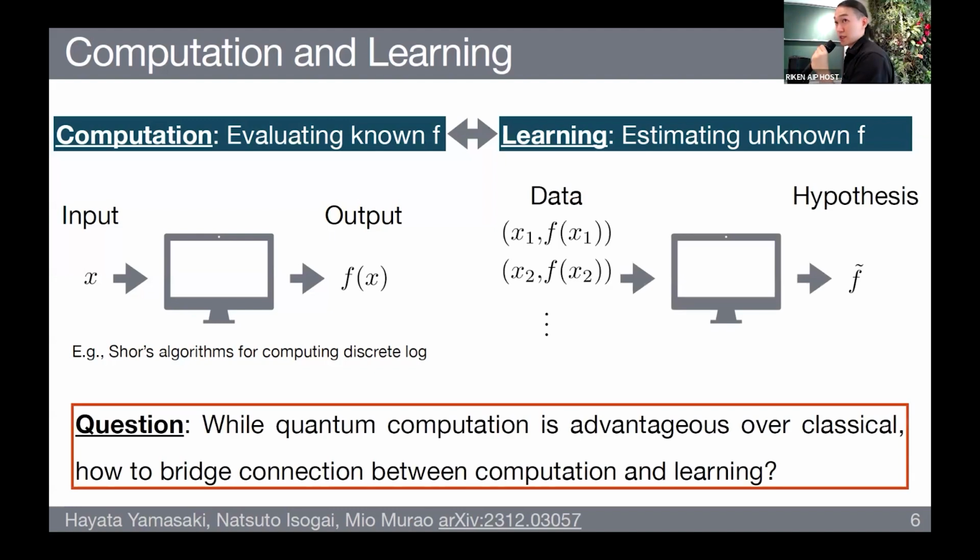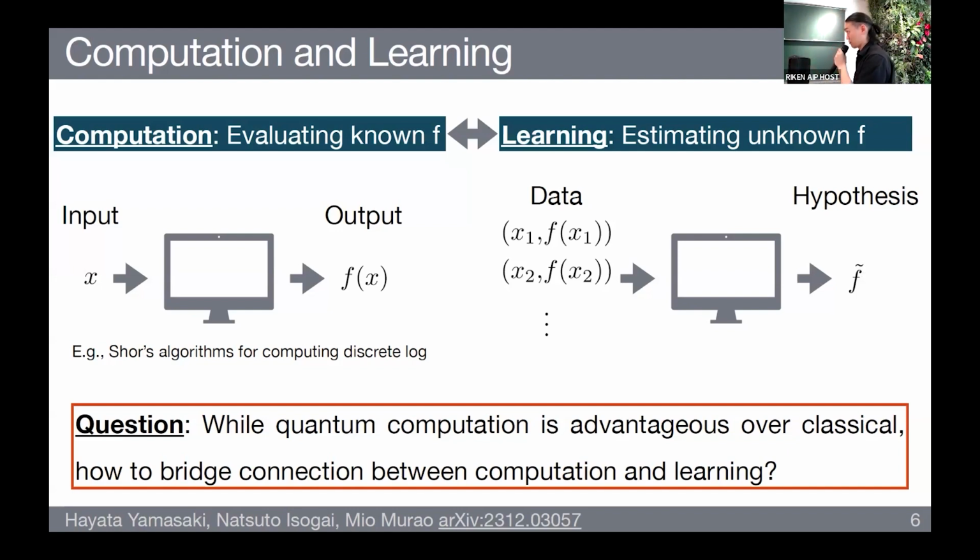However, learning is a different task. In the learning setting, we don't know what the function is. We have a polynomial number of input-output relations as examples, but we never know what the true function is. So from the data, we compute a hypothesis, which is some estimation of the true function. And then for future inputs, we apply such a hypothesis to predict the corresponding output.